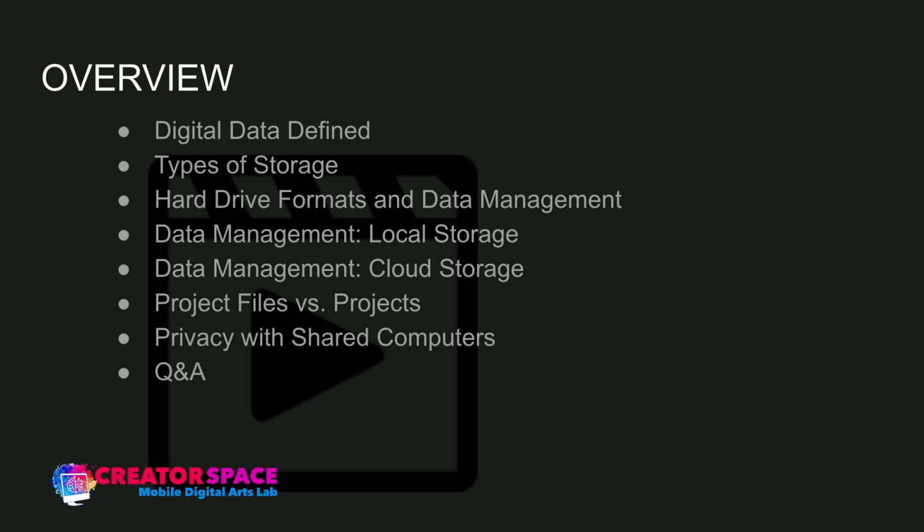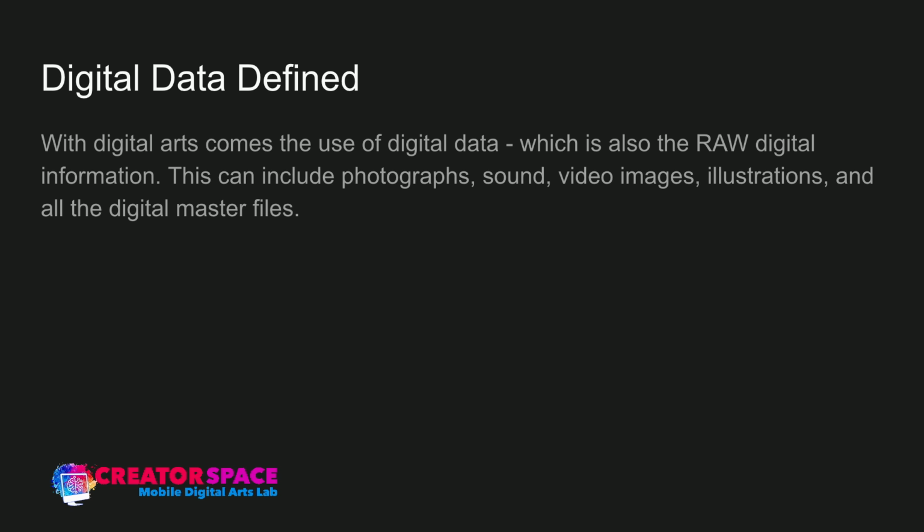So let's look at what digital data is. Let's define that. With digital arts comes the use of digital data, which is the raw digital information. This can include photographs, sound files like WAV files or MP3 files, however you're recording sound, video images, so the actual recorded video files, each clip, each shot, illustrations, and essentially all the digital master files. What does that mean? You have your data, and then we have our digital master files.